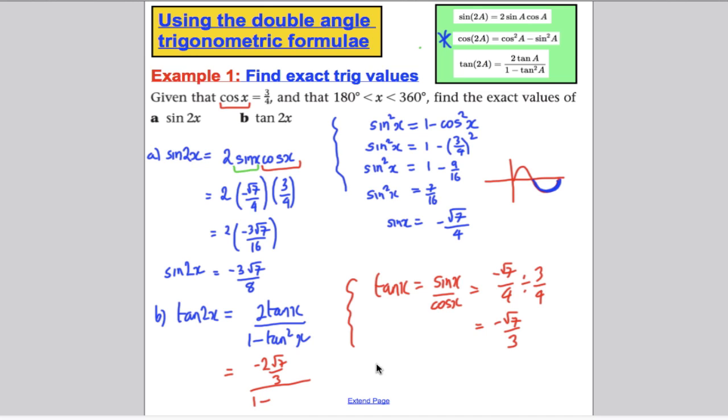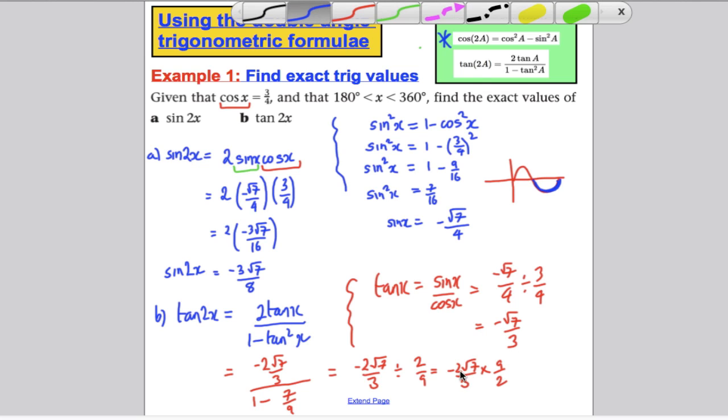divided by 1 minus this squared, which would be 7 over 9. And I'm running out of space here, but this is negative 2 root 7 over 3 divided by, well, 1 take away 7 over 9 is actually 2 over 9. Okay, and this is like dividing by 2/9, it's like multiplying by 9 over 2.